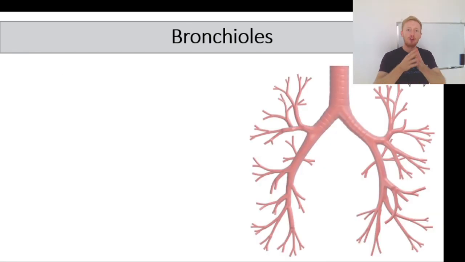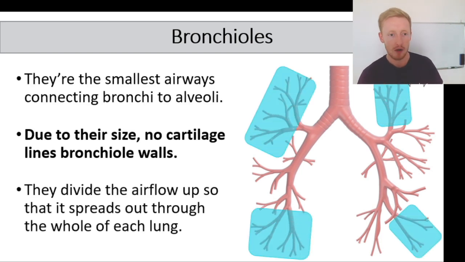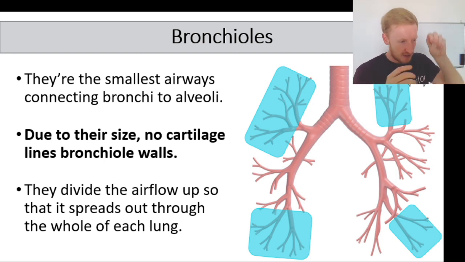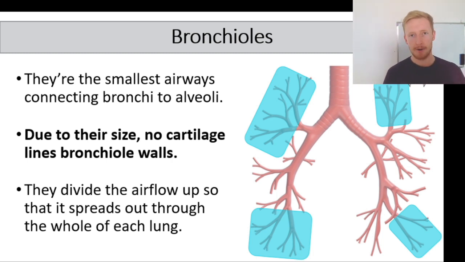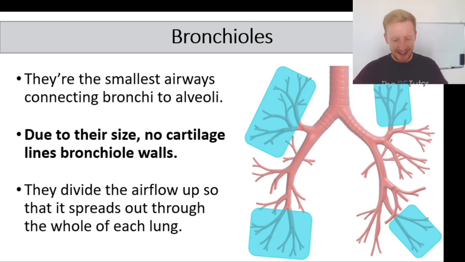Which leads us to bronchioles. Okay, these are the smaller sections, so the end sprouts of the bronchi. Now these don't have cartilage. This allows them to be smaller, and they can really spread into all of the crevices and the tiny spaces of the lungs. Now these are spreading out from the top to the bottom, right the way to the edges and into the centre of the lungs as well. And they carry on dividing the airflow up.